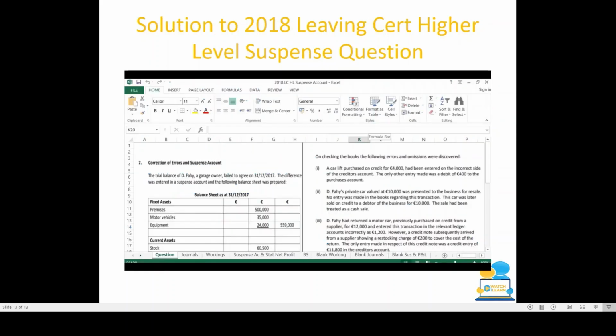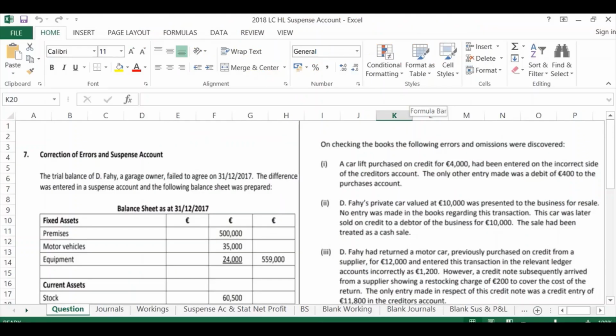So now we're going to have a look at a fully worked out solution to the 2018 Leaving Cert Higher Level Suspense question, so we can see all of this in a real life example. Hi, today we're going to look at the 2018 Leaving Cert Higher Level Suspense account.